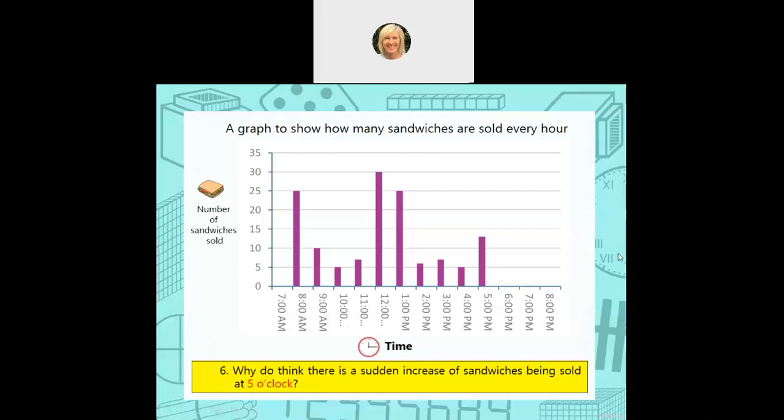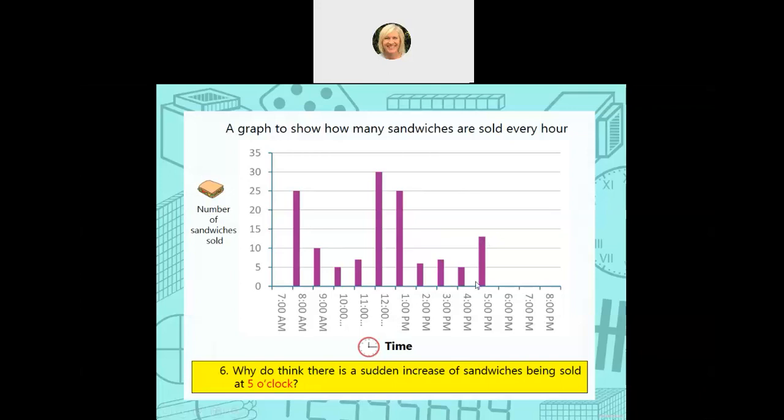Question 6. Why do you think there is a sudden increase of sandwiches being sold at 5 o'clock? Isn't that interesting? We can see that a lot of sandwiches are sold here in the morning when people are on their way to work. Then there's a dip for morning tea time. Then we see a rise again at lunchtime. Then a dip for afternoon tea time. And then just here, when people have finished work and they're on their way home, there's a small rise again.